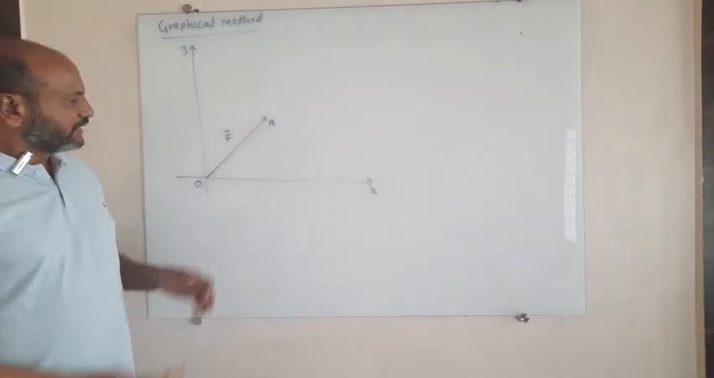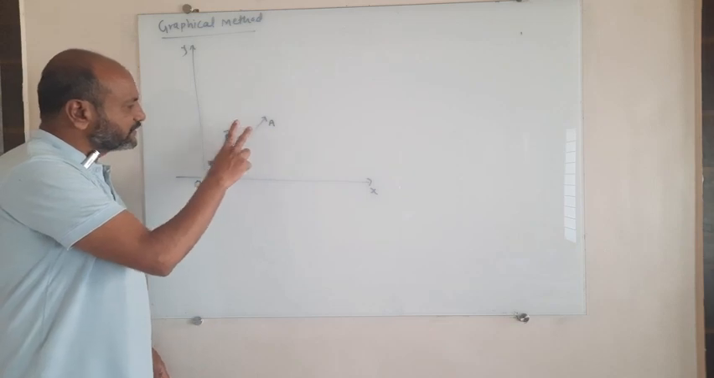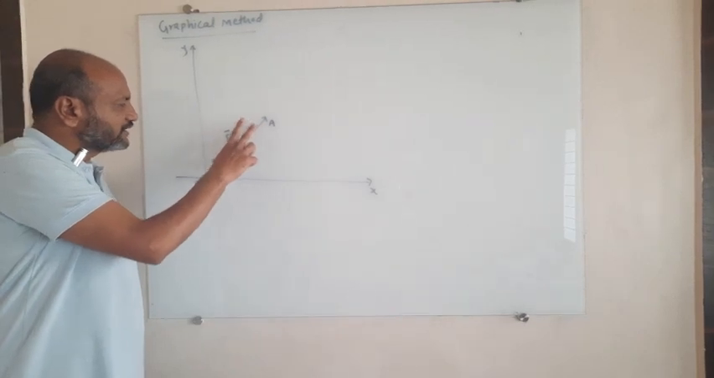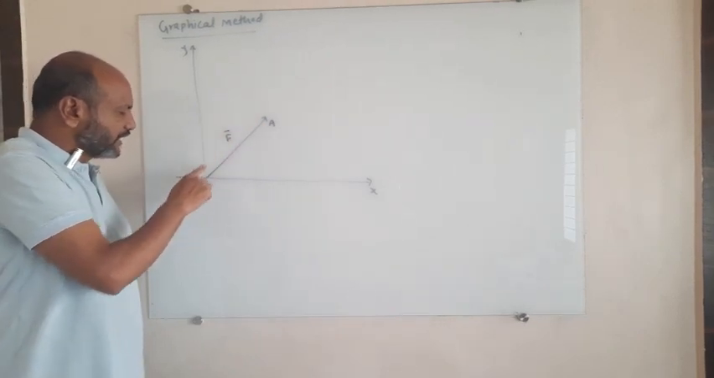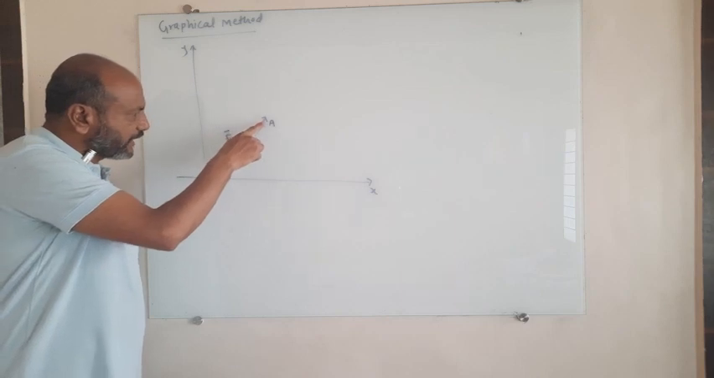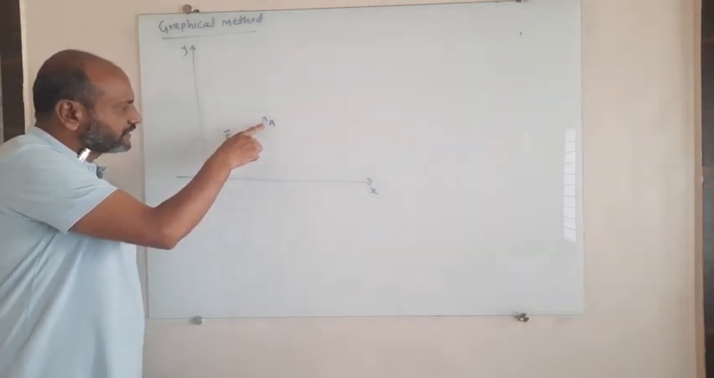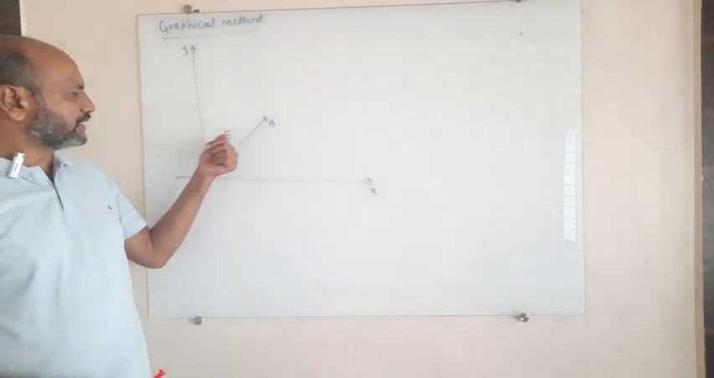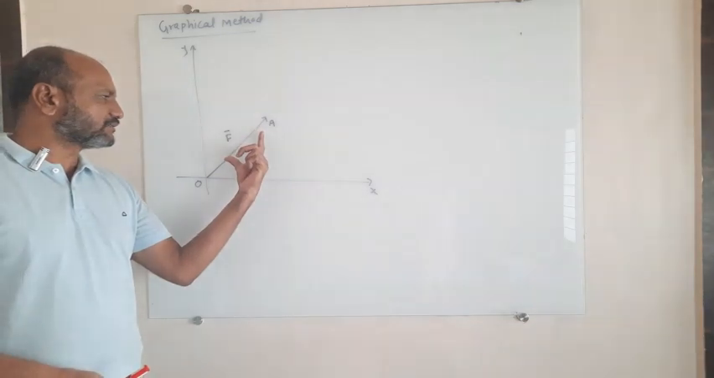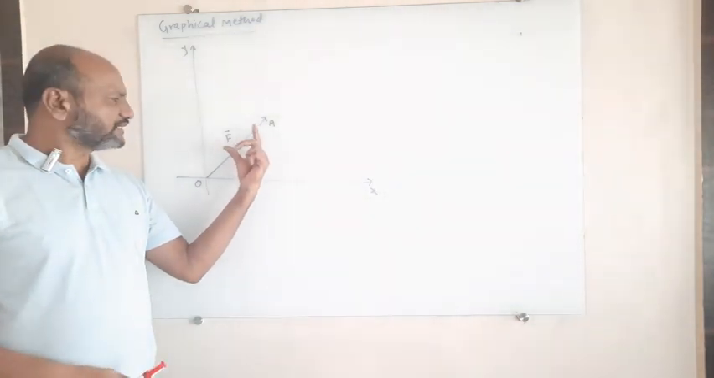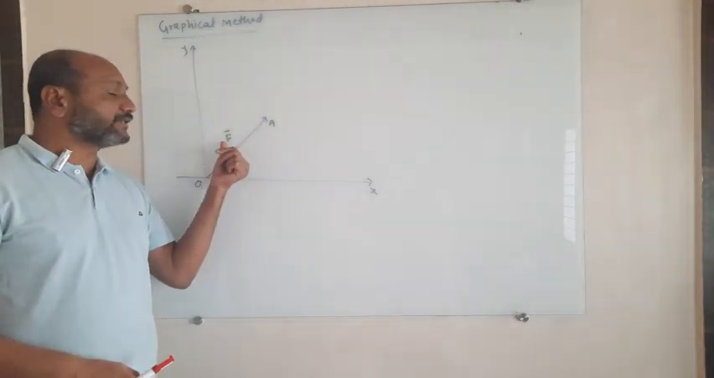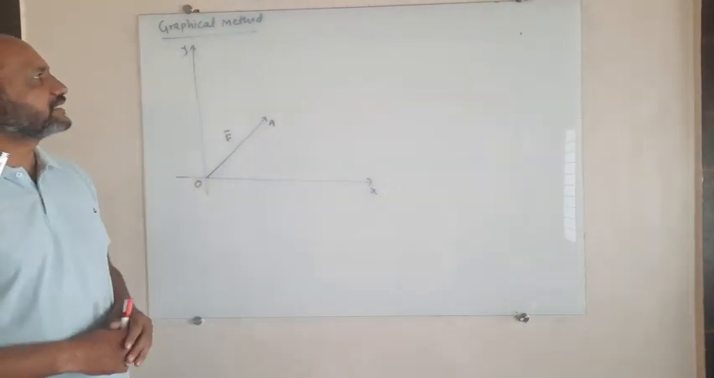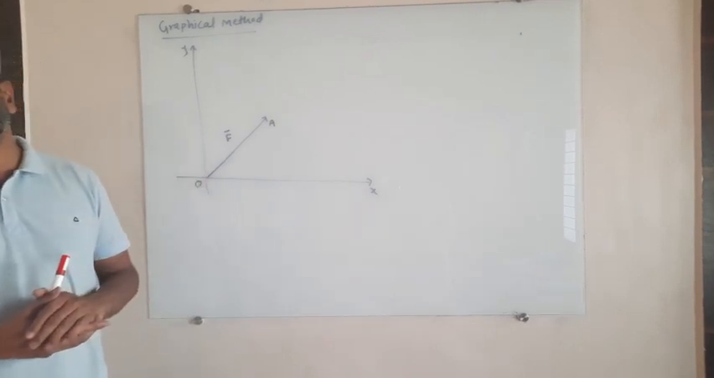In this case, the length of OA represents the magnitude of force, and the direction of the arrow OA represents the direction of force. In this way, we can represent a vector quantity by the graphical method.